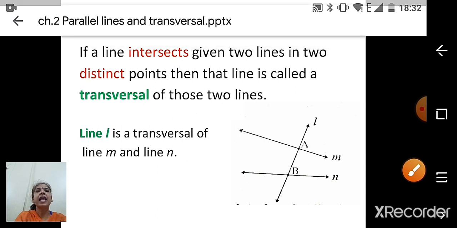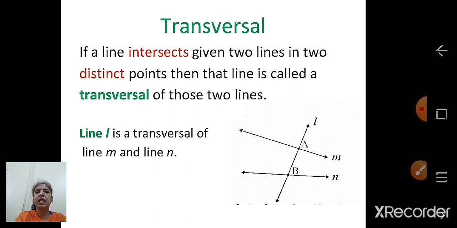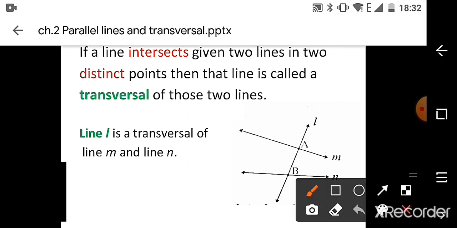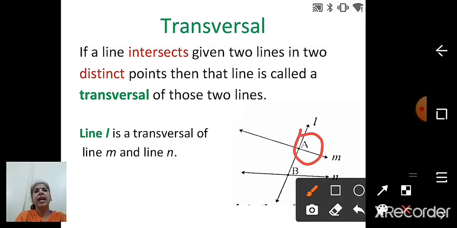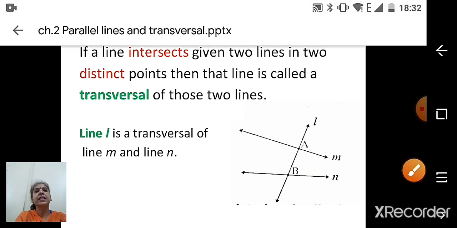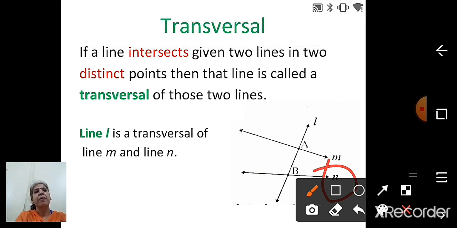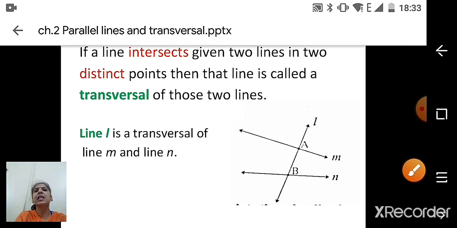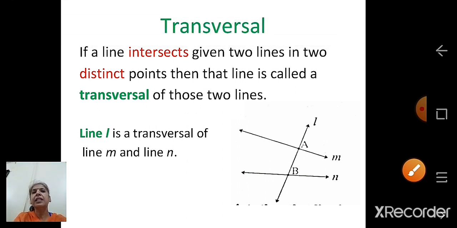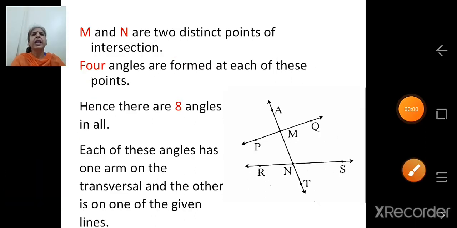Is line M called a transversal? No, because line M is intersecting line L only at A. So M is not a transversal. Is N a transversal? No, N is also not a transversal because line N is intersecting L only at B. So which is a transversal? Line L is the transversal of lines M and N.